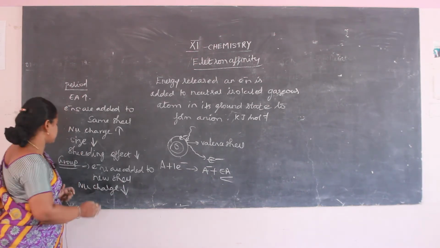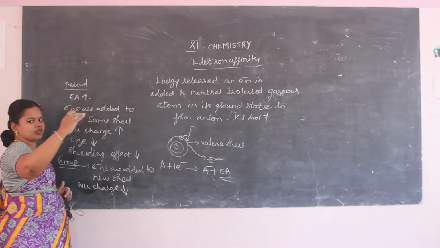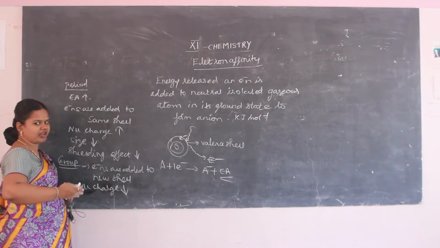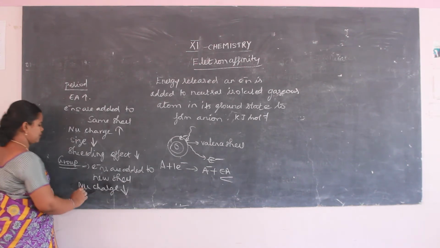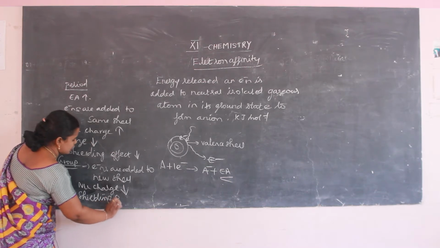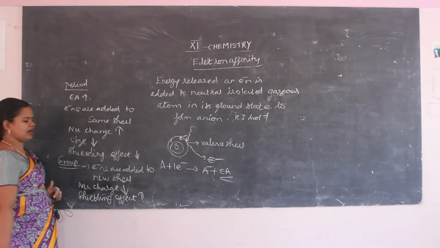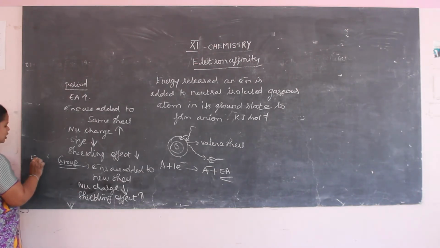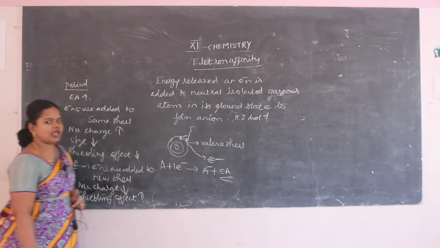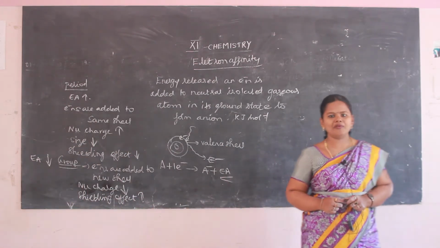Shielding effect என்னாகும்? It will increase. ஏன்னா நிறைய shells add ஆகும்போது nucleusல இருக்க proton வந்து electrons பார்க்க முடியாது. So shielding effect increases, and thereby the electron affinity in group decreases. But there are some variations.